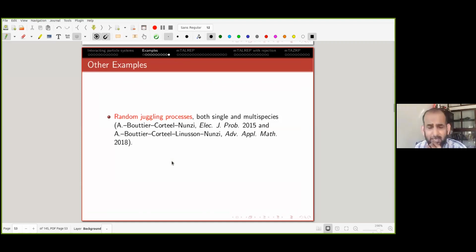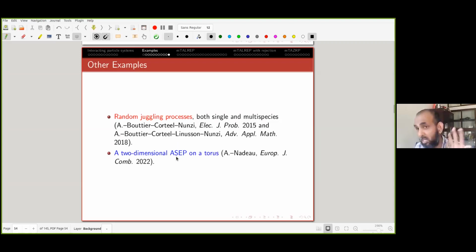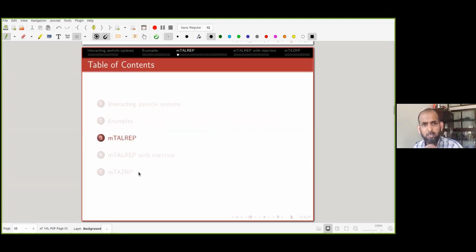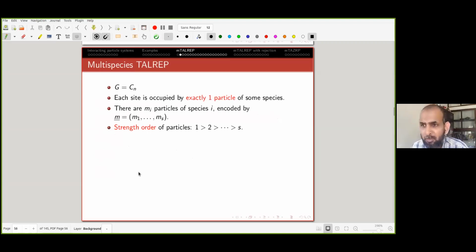There are many other examples, and some things that I have studied with my collaborators, random juggling processes, and recently with Philippe Nadeau, we studied a two-dimensional exclusion process where again, for certain parameters, we get symmetric functions. This was accepted just last week in the European Journal of Combinatorics. Okay, so I'm about halfway there. No, not really, but whatever.